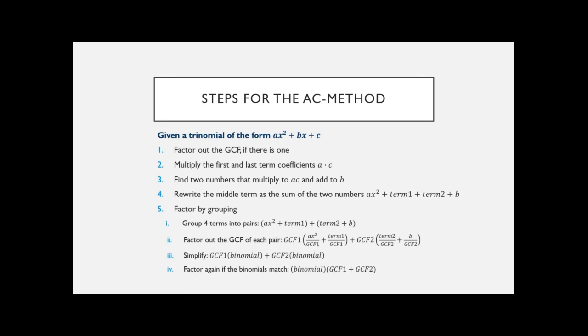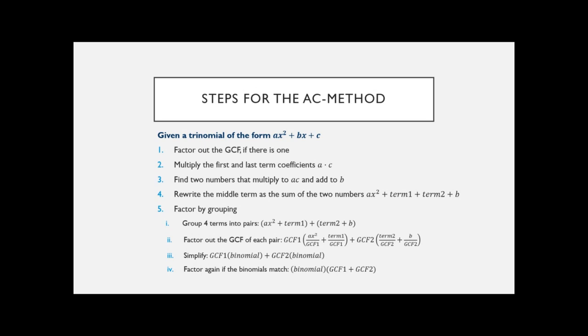Your first step is always to factor out the greatest common factor if there is one. There's not always a greatest common factor, but if there is, that's the first thing you do. Then you look at what's remaining after you factor that out. And so you take the first and the last term coefficients, the a times the c, you multiply those together.